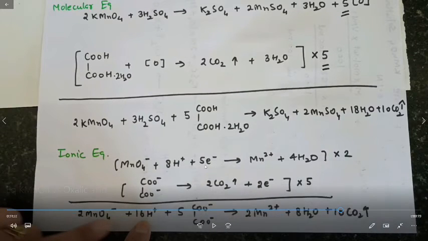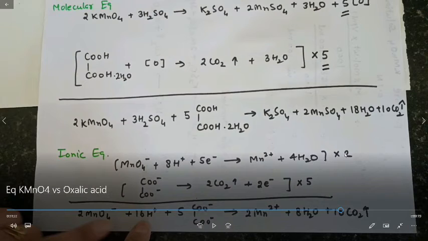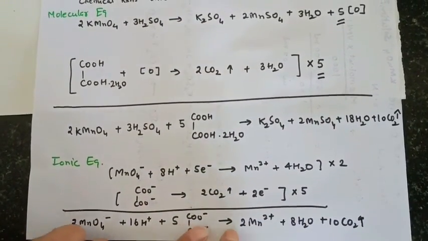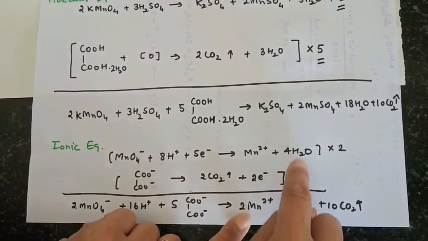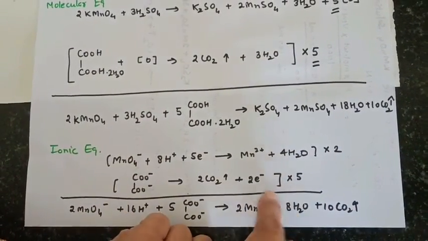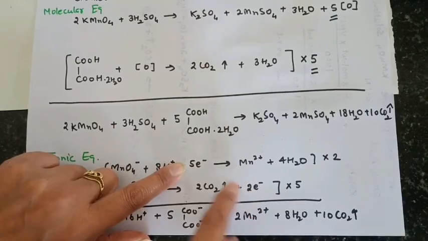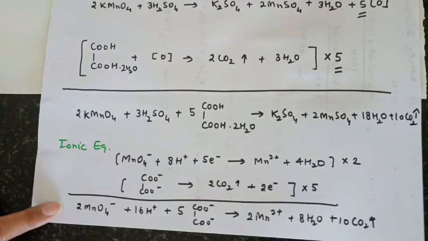So this is not possible. We have to balance the equation in terms of electrons. So this equation is multiplied by 2 and this equation is multiplied by 5. Here we are having 10 electrons and here again 10 electrons. In this way we multiply these equations to balance the number of electrons. This is 16H plus, 5 COO minus, this 2 Mn2 plus, 8 H2O, 10 CO2, and 10 electrons cancelled out by these 10 electrons, right? This is how the reaction proceeds.